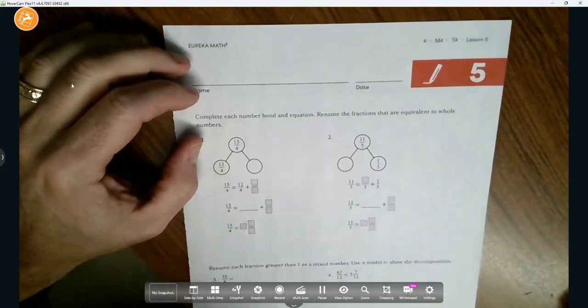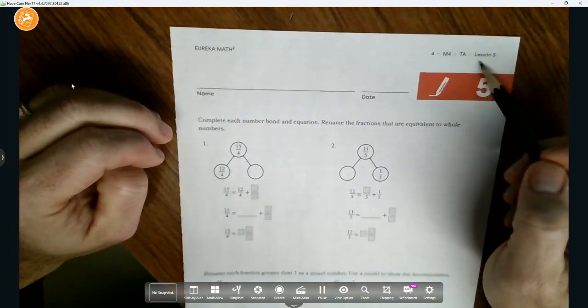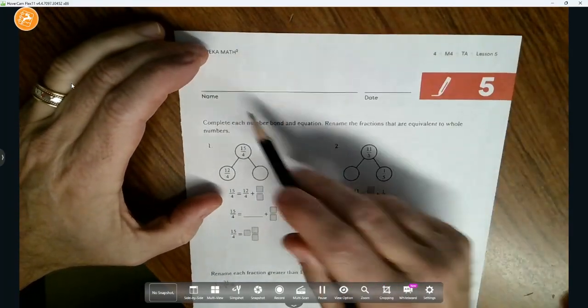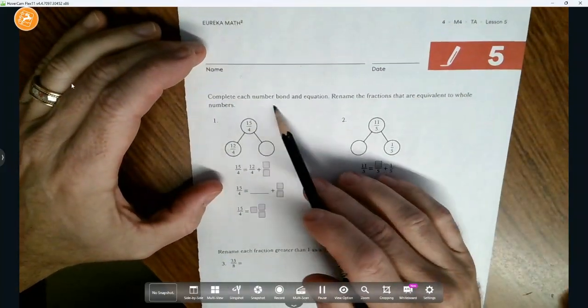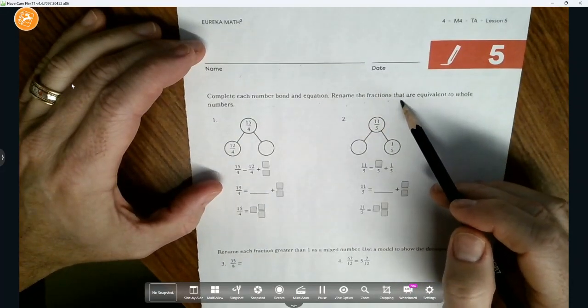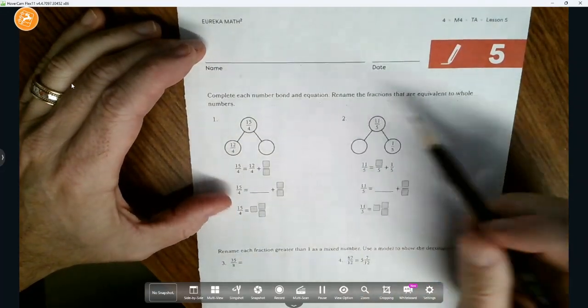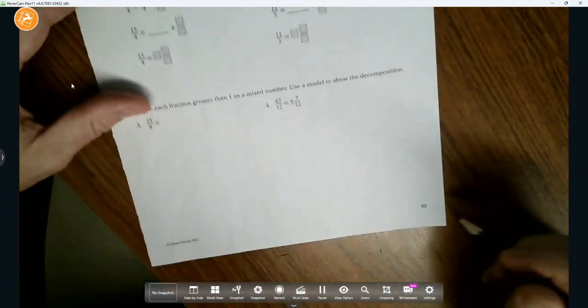All right. By now, I hope you know I'm Mr. Short. This is Eureka Math Squared, 4th grade module 4, lesson 5. Name, first, last, class number, date. Put it up there. Complete each number bond and equation. Rename the fractions that are equivalent to whole numbers. All right, we're renaming stuff now, but I got you on this one, don't worry. And also, page 33, page 34, I forgot to say it.